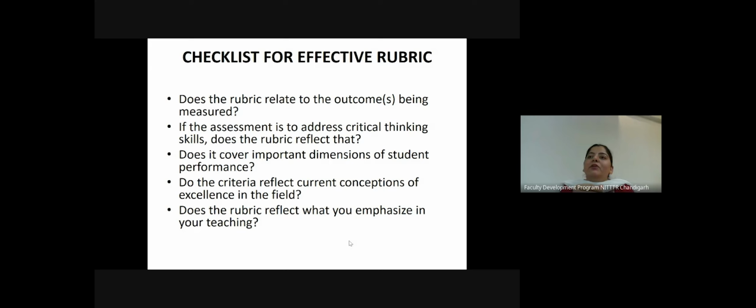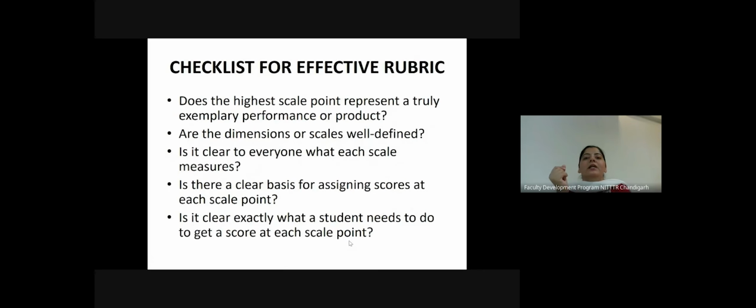वो excellence level को कौन define करेगा? It is as per the criteria given by your board or by your university. अगर आपके less than 40% fail है, so that scale will be used in the rubric sheet also. Does the rubric reflect what you emphasize in your teaching? So whatever you are making in terms of evaluation, that need to be the part of your teaching strategy. Does the highest scale represent a truly exemplary performance of the product?